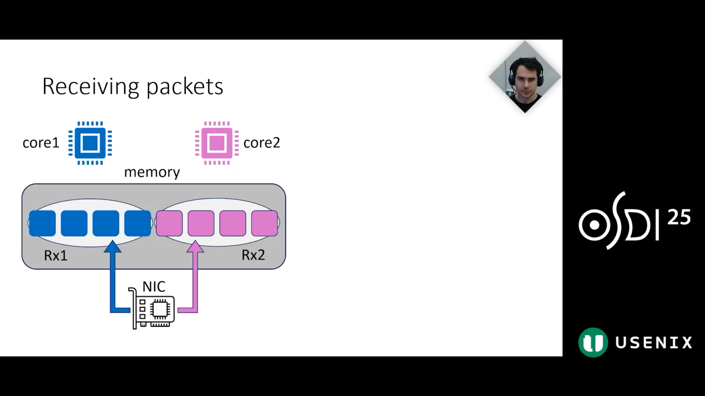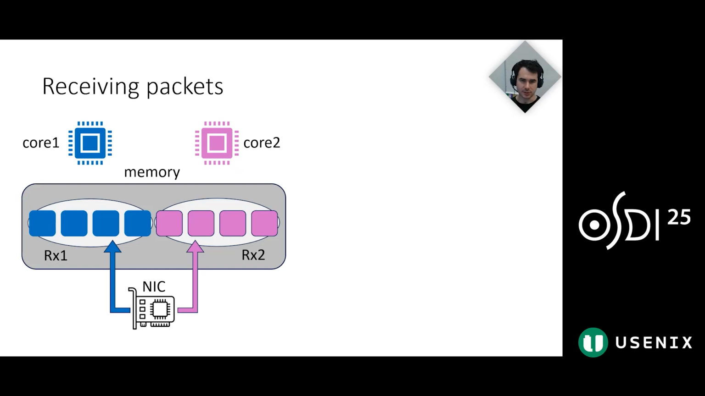Software and NICs interact via logically cyclic arrays called rings. NIC receive ring entries point to empty MTU-sized buffers, ready to store packets. Multi-core systems employ a receive ring per core to scale packet reception capacity. The NIC distributes incoming packets between multiple rings according to a hash on packet headers.